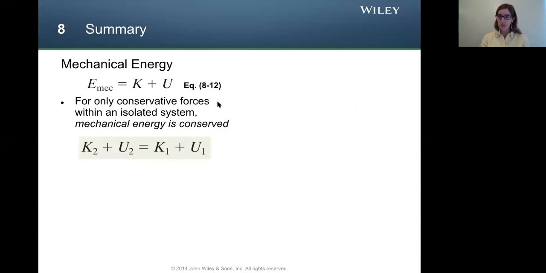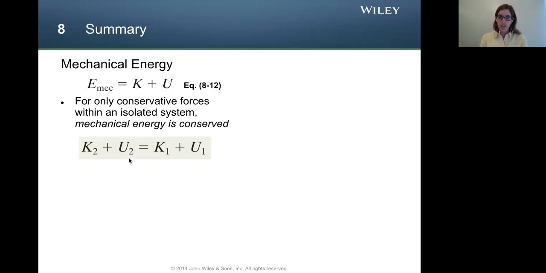So conservative forces, we now know what that means, right? Force of gravity, spring force, no friction. And then an isolated system, meaning we don't have any external forces that are, say, giving something a push. And mechanical energy is conserved.